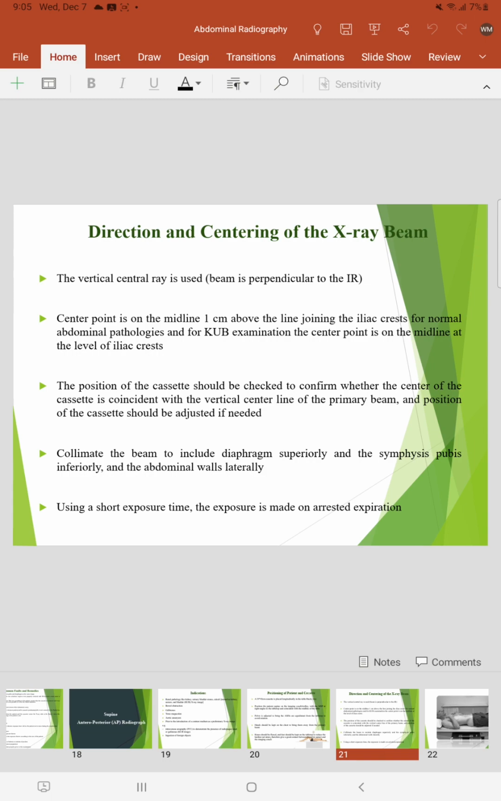Then, direction and centering of the X-ray beam. The vertical central ray is used. Beam is perpendicular to the IR. Center point is on the midline 1 cm above the line joining the iliac crests for normal abdominal pathologies, and for KUB examination, the center point is on the midline at the level of the iliac crests.